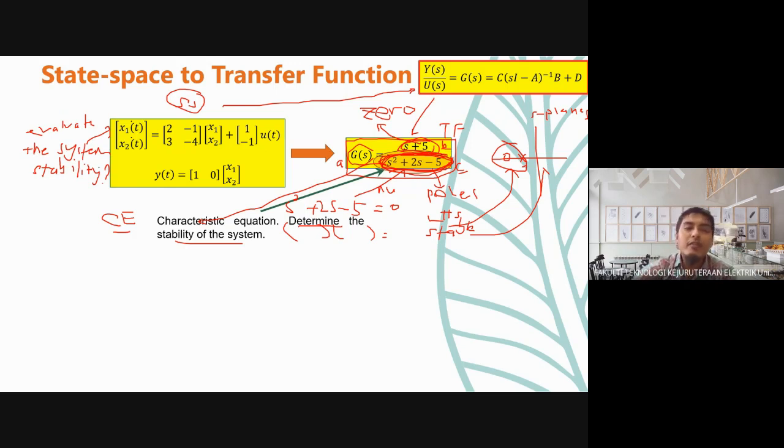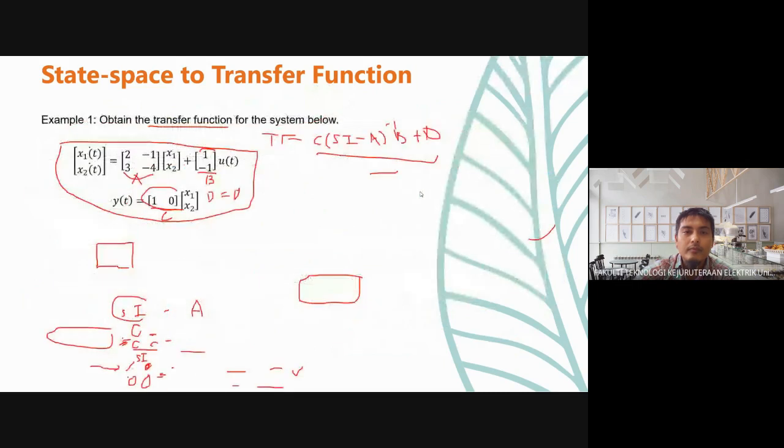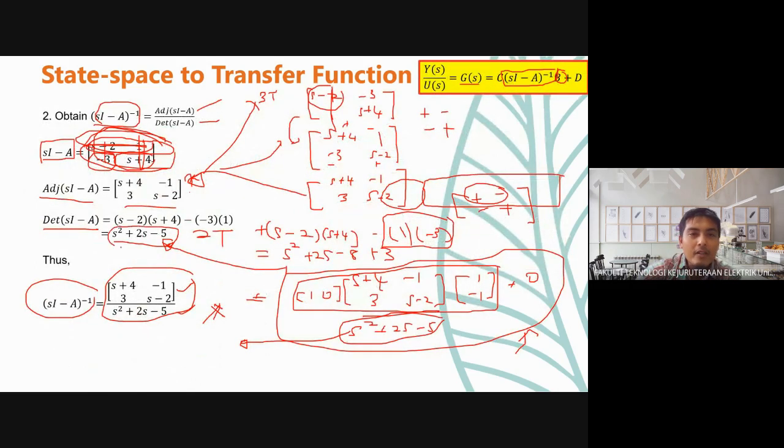So you know that to evaluate the system stability, you need to find the characteristic equation, because from the characteristic equation you can know where the pole location is. The characteristic equation here is s squared plus 2s minus 5, and it comes from the determinant of sI minus A. The adjoint of sI minus A does not tell you the characteristic equation. Only the determinant of sI minus A will tell you the characteristic equation, and the stability of the system.